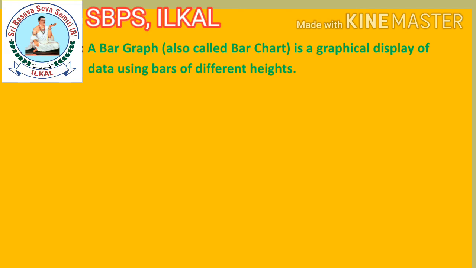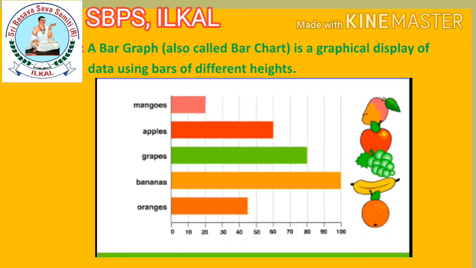A bar graph is a graphical display of data using bars of different heights. It is also called a bar chart. For example, let us consider a horizontal bar graph. Here the number of students who like different fruits we considered. On the x-axis, I considered number of students and on the y-axis, favorite fruits. Oranges, 45 students like. Bananas, 100 students. Grapes, 80 students. Apples, 60 students. Mango, 20 students like.